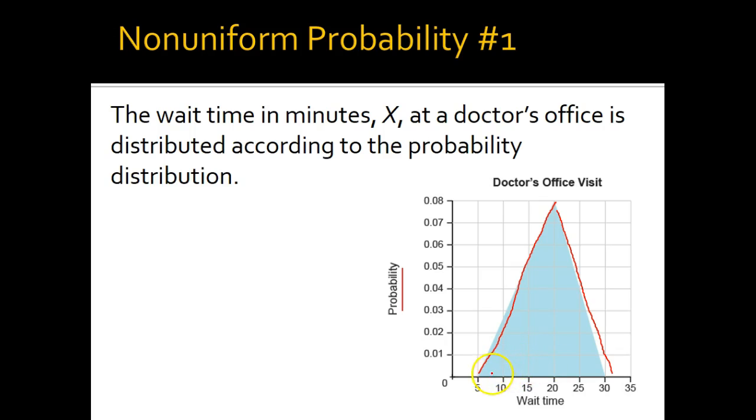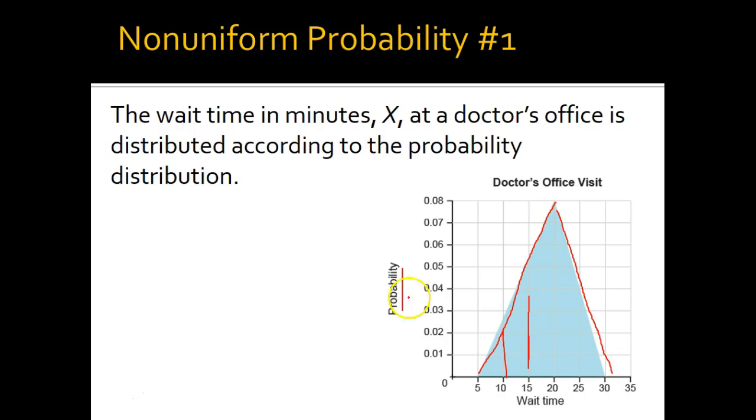added up. So when I add up the area of that triangle, I get my probabilities, and the area of any piece of the triangle is the probabilities for the wait times covered by that piece. So I can chop this triangle up into pieces, and the area within each piece is the probability of the wait times marked off there in that area.